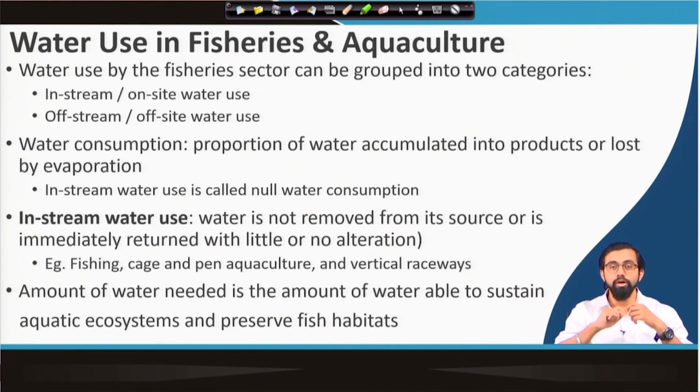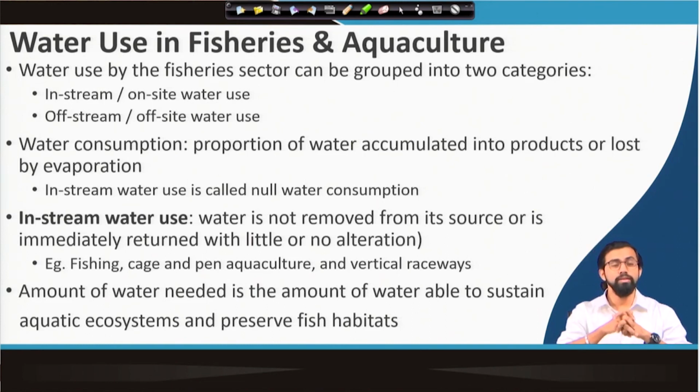Because the water is not removed from its source, it is immediately returned with almost no alterations. The amount of water needed is the amount that is able to sustain the aquatic ecosystems and preserve the fish habitat. So in this kind of aquaculture system, we call it in-stream or on-site water use.